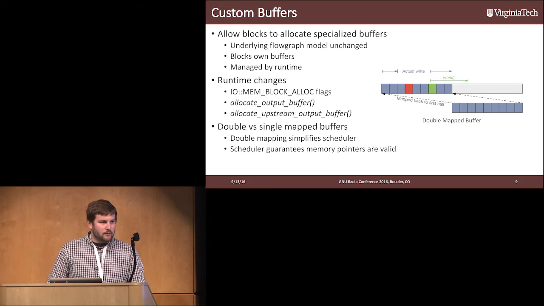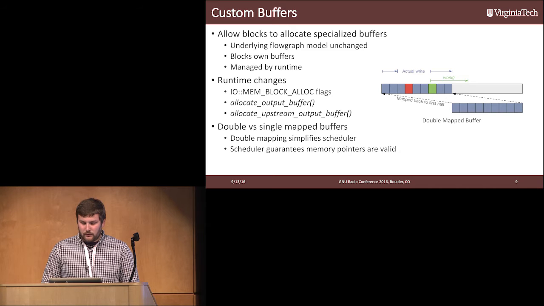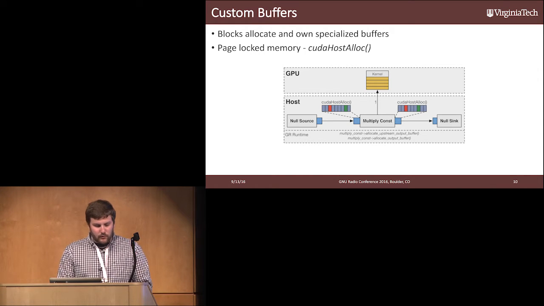When you're dealing with custom allocated buffers on specialized devices, this double mapping may not be supported. So the buffer has to take into account special corner cases to ensure that any pointers and any buffer space that is passed to the work function is valid. Otherwise, you don't want a block to accidentally crash when it writes outside a buffer. So these are all things that the scheduler guarantees that you have to take into consideration when writing a custom buffer.